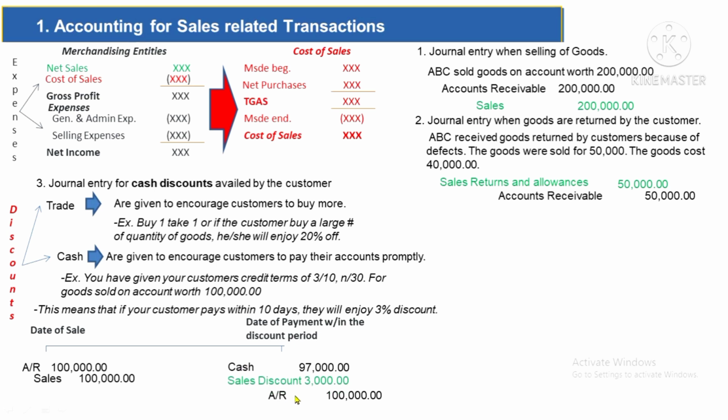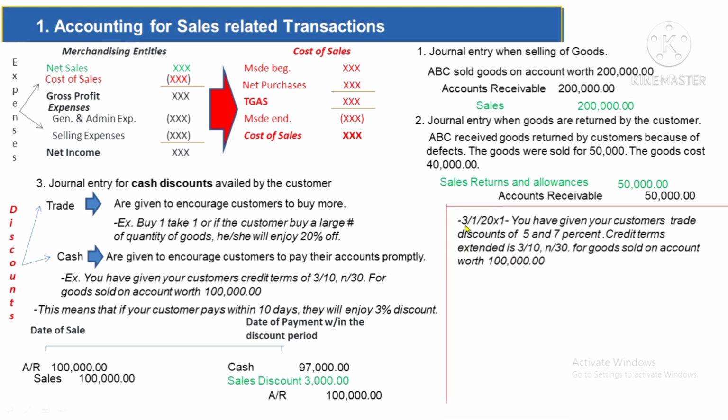Now, what if the customer did not pay within 10 days? The entry is as simple as debit cash 100,000 and credit AR 100,000. Now, in order to master what we have learned here in the discounts, let's have another illustrative problem. So we have here on 3/1/20x1, you have given your customers trade discounts of 5 and 7%. The credit terms extended is 3, 10, and 30 for the goods sold on account worth 100,000. The meaning of this is that you have given 2 trade discounts and a further discount of 3% if the buyer pays within 10 days.